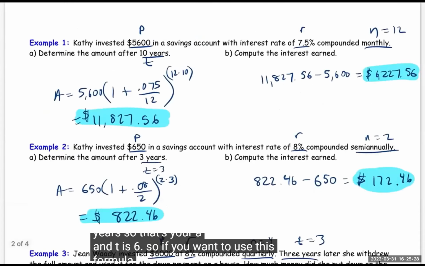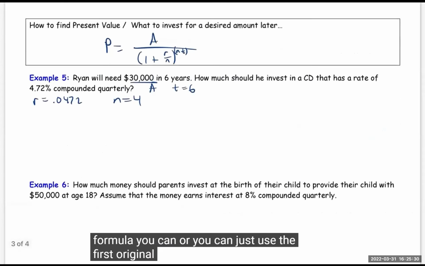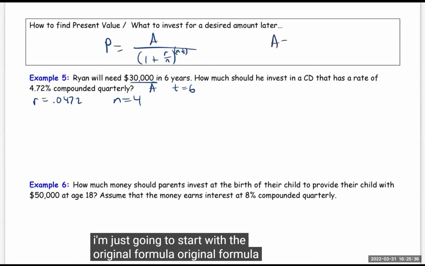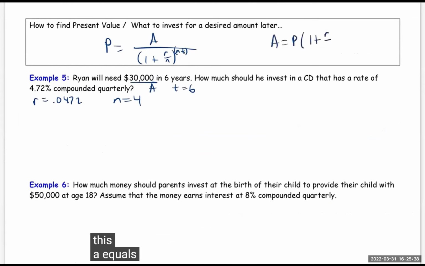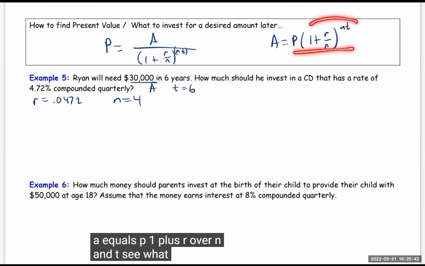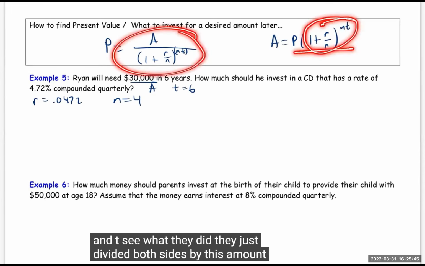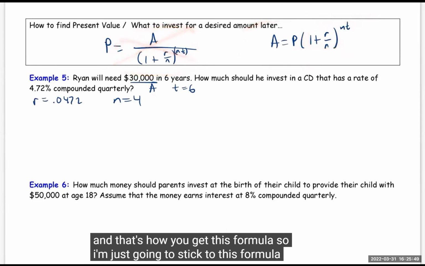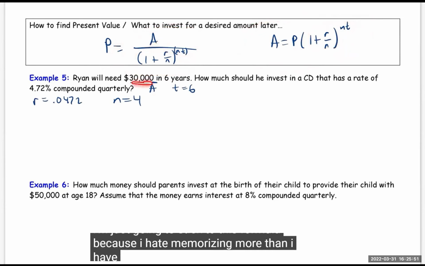If you want to use this formula, you can, or you can just use the first original formula that we started off with and solve for P. I'm just going to start with the original formula. Original formula was this: A equals P times (1 plus R over N) to the NT. See what they did? They just divided both sides by this amount, and that's how you get this formula. So I'm just going to stick to this formula because I hate memorizing more than I have to.